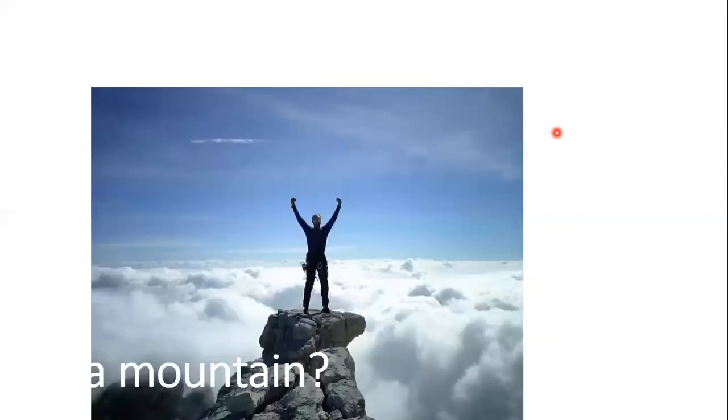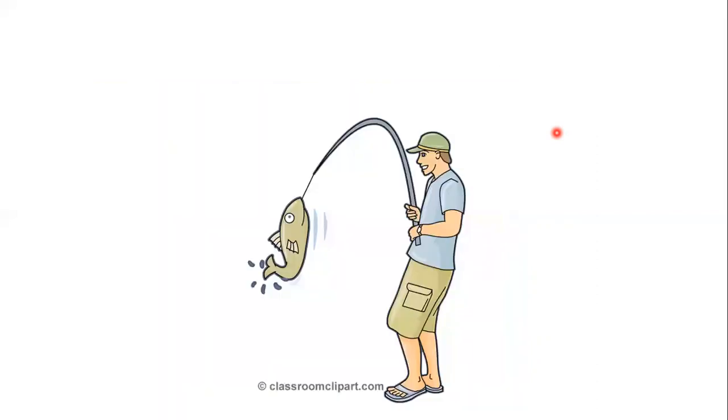This is a mountain. This is the top of a mountain. Climb. We climb a mountain. Have you ever climbed a mountain? This is a fish, and the verb is catch. We catch fish. Have you ever caught a fish? Very good.